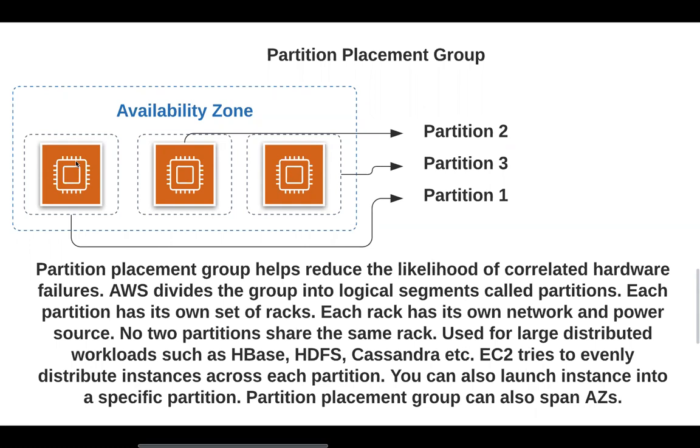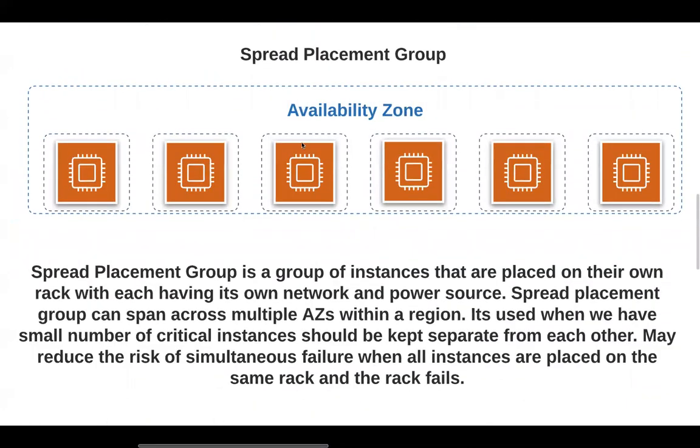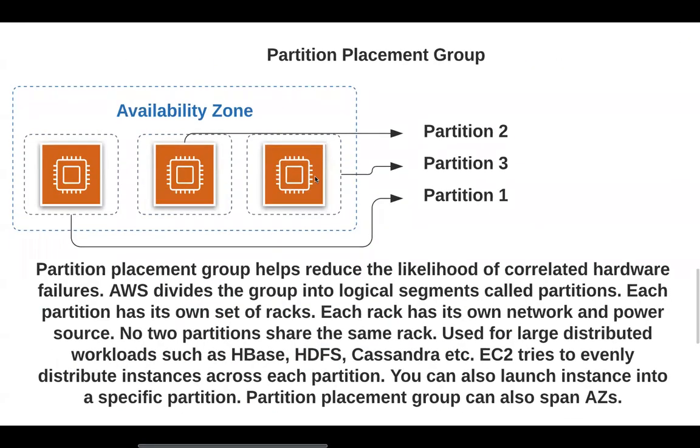So in that way, each rack has its own network and power source. This is generally used when you want to go for distributed workloads like HBase or Hadoop related workloads, or running a NoSQL or managed Cassandra database or something like that. You would use this particular type of placement group. EC2 generally tries to evenly distribute your instances across each partition, but you can also launch the EC2 instance into a specific partition that you choose. And the partition placement group and the spread placement group both can span across multiple availability zones. So this is the difference between going with partition and spread.